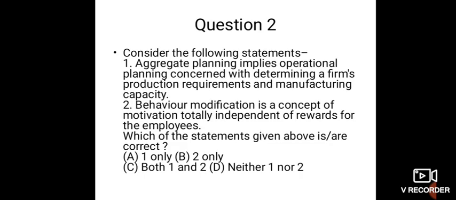Next we'll take up question 2, that is, considering the following statements. First statement, aggregate planning implies operational planning concerned with determining a firm's production requirements and manufacturing capacity. Statement 2, behavior modification is a concept of motivation totally independent of rewards for the employees. Which of the statements given above are true or correct? Option A, 1 only. Option B, 2 only. Option C, both 1 and 2. Option D, neither 1 nor 2.